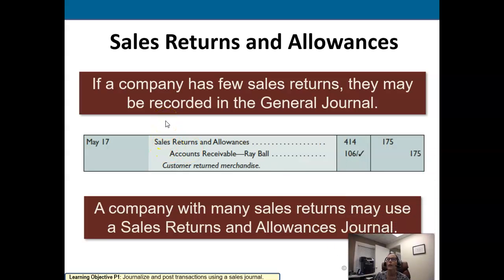So if we don't have a ton of sales, we may just be recording everything in our general journal. On the other hand, and I should say returns as well, if we have quite a few of those, we may want to have a separate journal to track specifically the returns and allowances, because that's something that you really want to keep an eye on. If people are returning a lot of stuff, that should be a red flag of something, either potentially defects in the process, but it can also be a sign of fraud. So you want to keep an eye out for that.